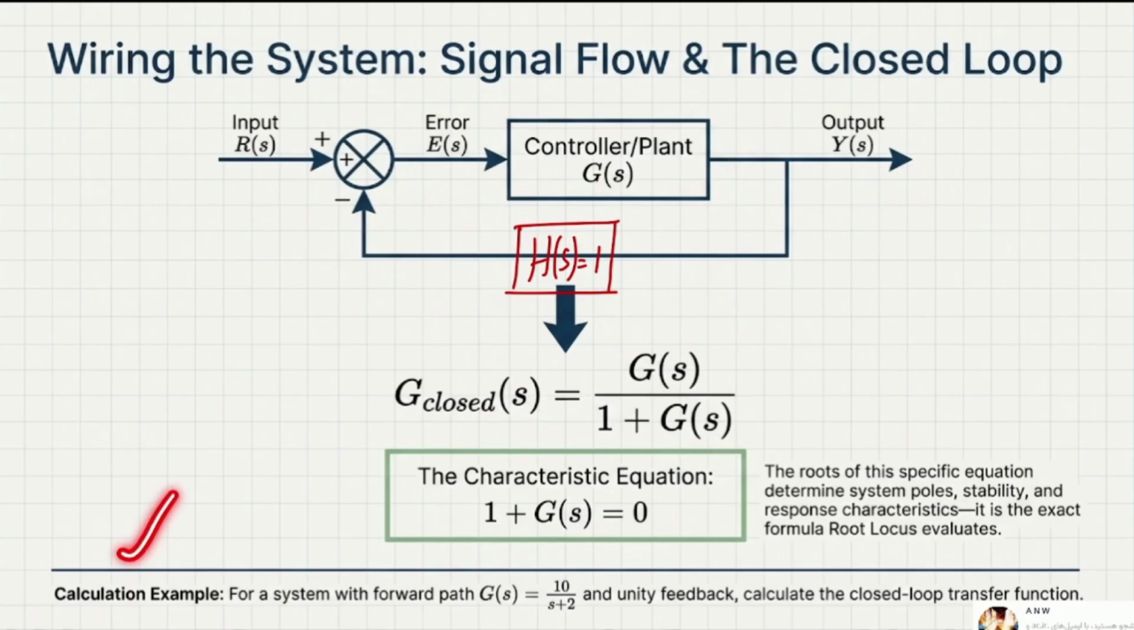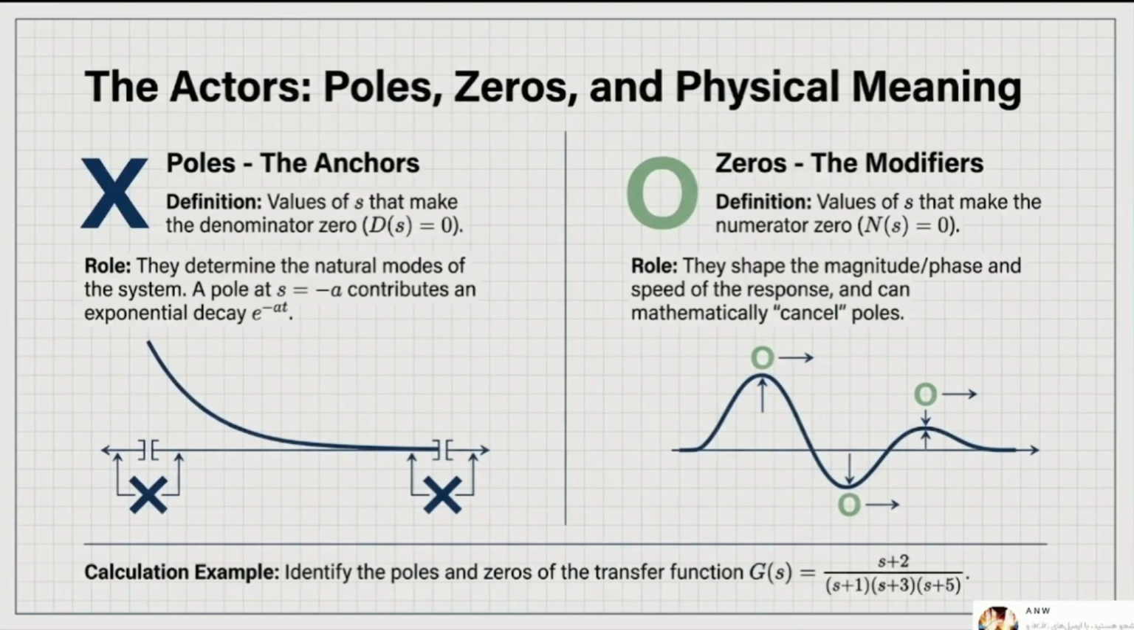Again, as you can see over here, I put another example for you. If you have any issue with any of these examples that I put for more practice, just let me know. The actors over here are poles and zeros, and it means the physical meaning of that. As you know, the poles are the roots of the denominator, and those show me a way.